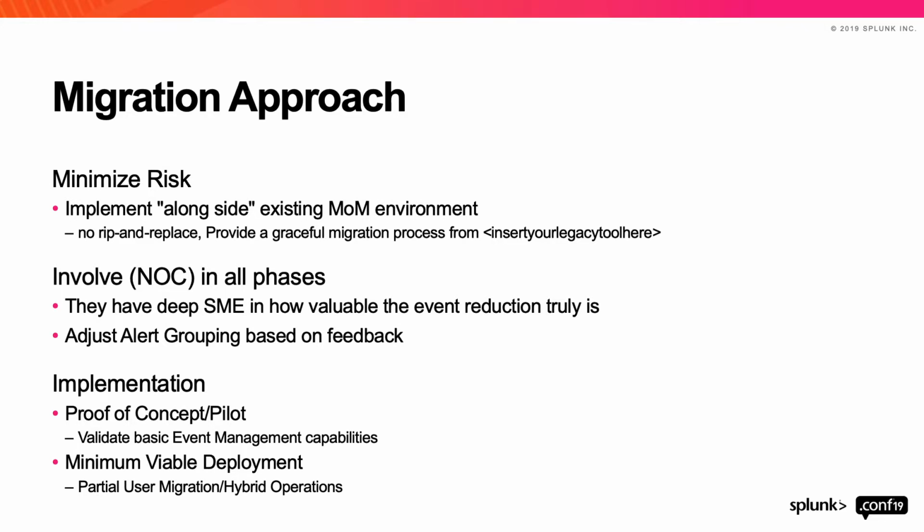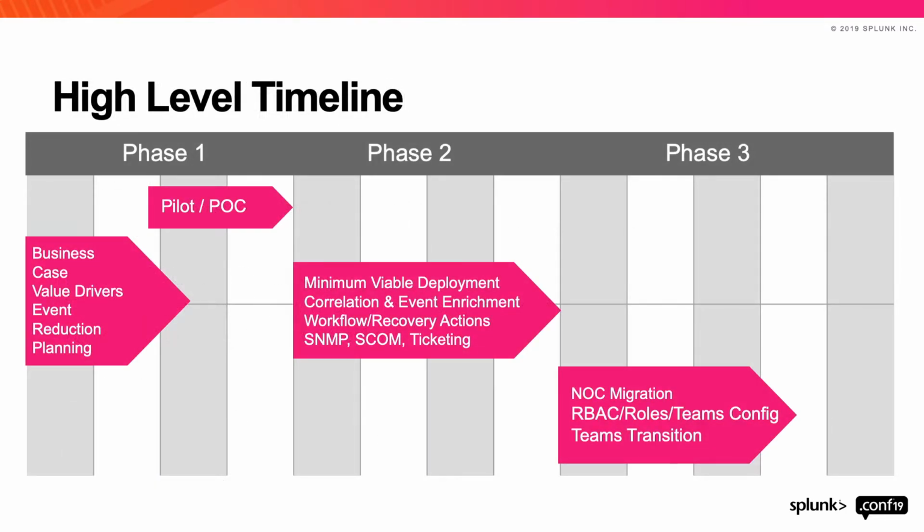And then the way you typically structure this is you start out with a proof of concept. In that proof of concept, you validate some of the basic assumptions that you made, like can we create the ticket in ServiceNow? Can we consume the AppDynamics alerts? Can we consume the Nagios alerts? So after that proof of concept, you go into a minimum viable deployment. And then from there, you go into full data onboarding, full production rollouts.